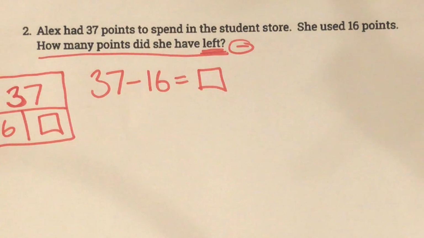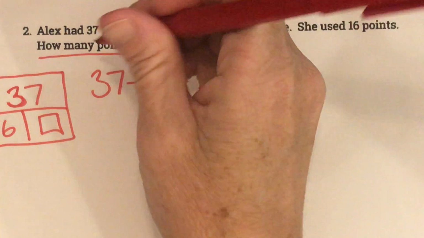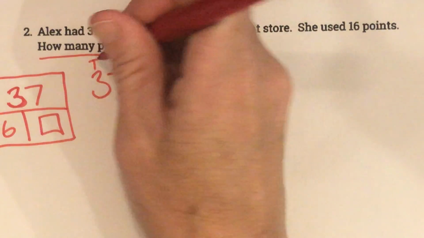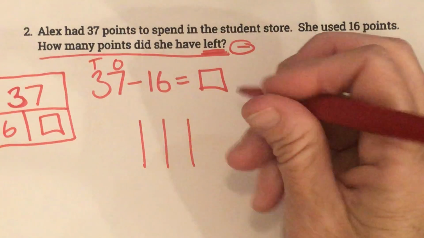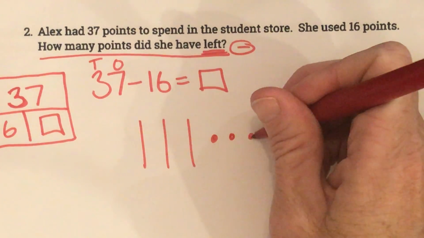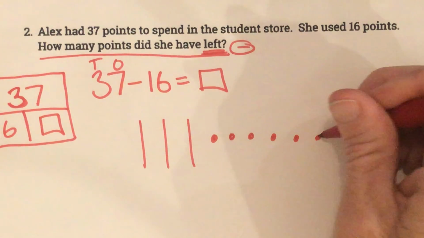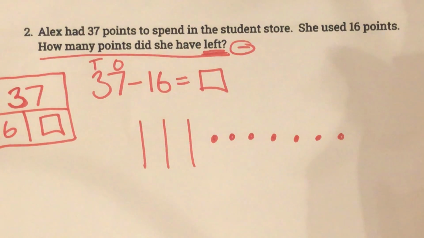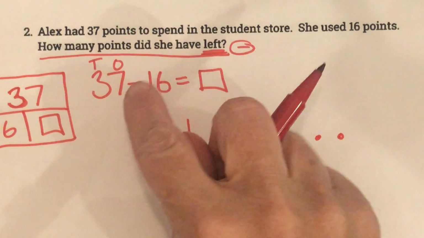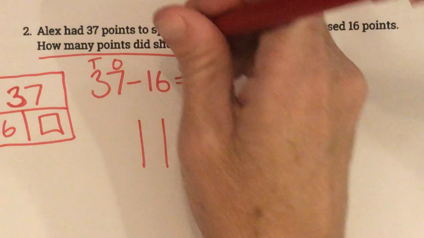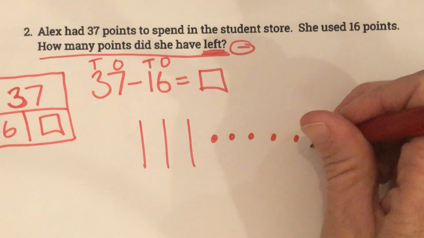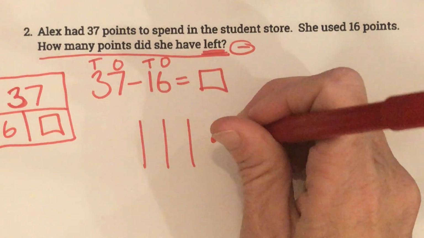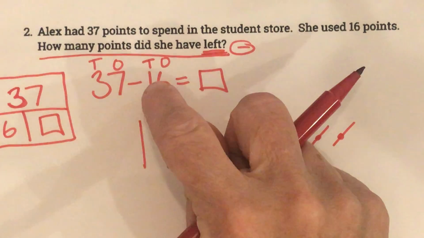So to do draw a picture strategy, I draw the minuend. So the minuend has 3 tens, 1, 2, 3, and 7 ones. 1, 2, 3, 4, 5, 6, 7. Okay, and I'm going to subtract the subtrahend. And the subtrahend has 6 ones, 1, 2, 3, 4, 5, 6, and 1 ten.